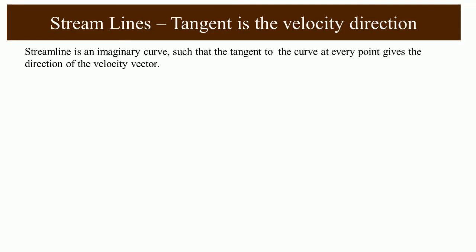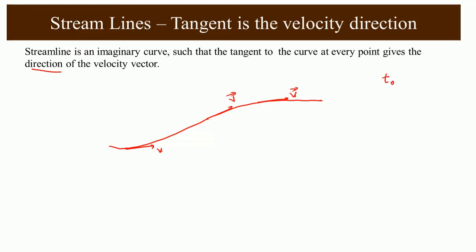A streamline is an imaginary curve such that the tangent to the curve at every point gives the direction of the velocity vector. Now what does that mean? It means if I draw a curve, and this curve is a streamline, then at every point the velocity vector will be tangent. Okay, that would be my streamline. Now here it gives only the direction, not the magnitude. Very important. Second thing, this streamline is at a particular instant of time, say t0.